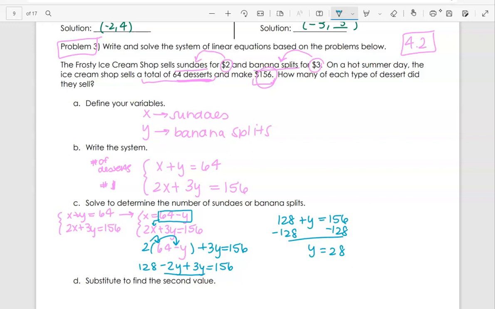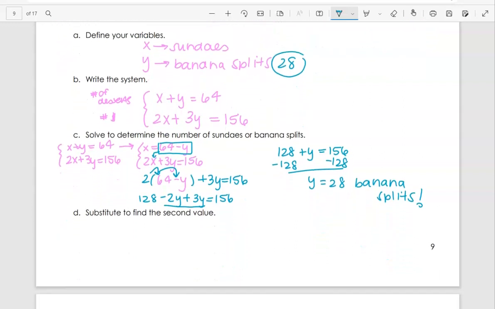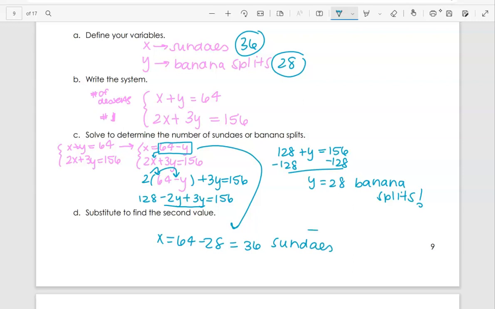What does that 28 stand for? Banana splits. So 28 banana splits. And then part D says substitute to find the second value. I'm going to use that equation here. x equals 64 minus 28. And I get 36 is x, so 36 sundaes. Those are my two answers.